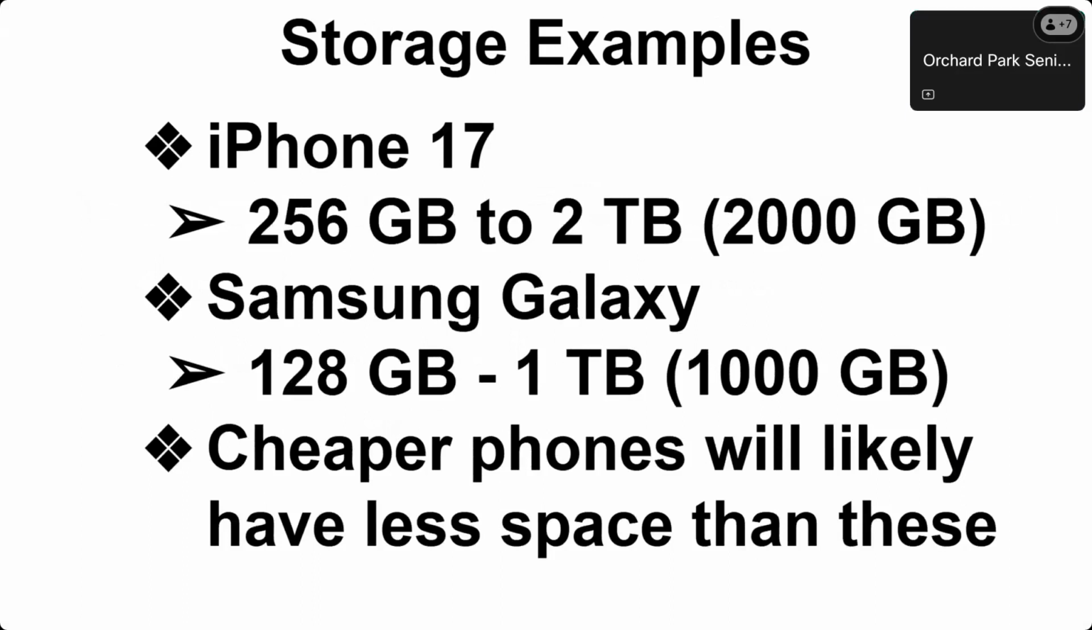So, a couple of storage examples, because I didn't want to list every single device out there. I just took the two most popular. iPhone 17 can range from 250 gigabytes to about 2 terabytes, so that's 2,000 gigabytes there. Samsung Galaxy can go from 128 to about 1 terabyte. Cheaper phones, does anyone not have one of these items? If you have a cheaper phone that's not one of these two, you're more than likely going to have less space than that. I helped a patron yesterday whose max space on her phone was 50 gigabytes. Yeah, that caused a lot of problems. I'm using her as an example in the lesson now too.